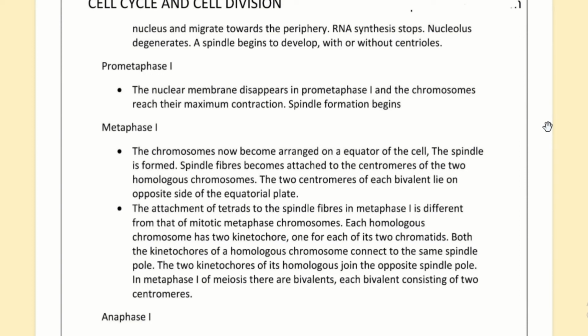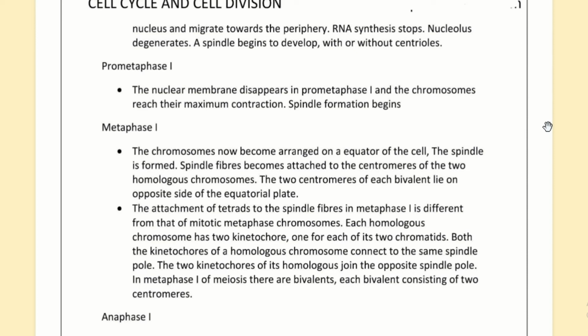Metaphase 1. The chromosomes now become arranged on the equator of the cell. The spindle is formed, and spindle fibers become attached to the centromeres of the two homologous chromosomes. The two centromeres of each bivalent lie on the opposite sides of the equatorial plate.